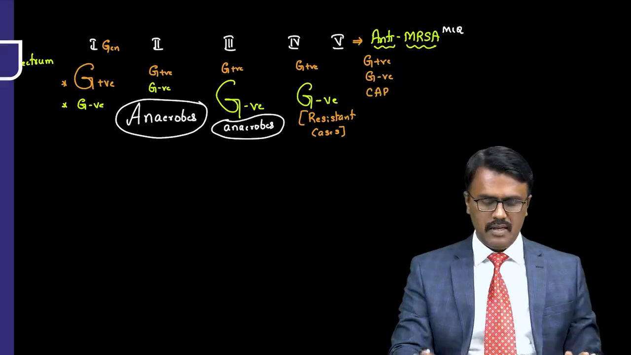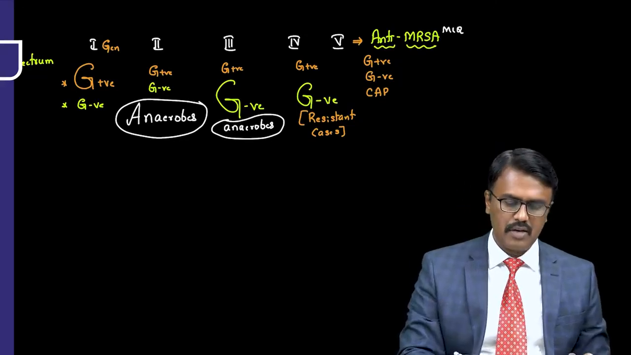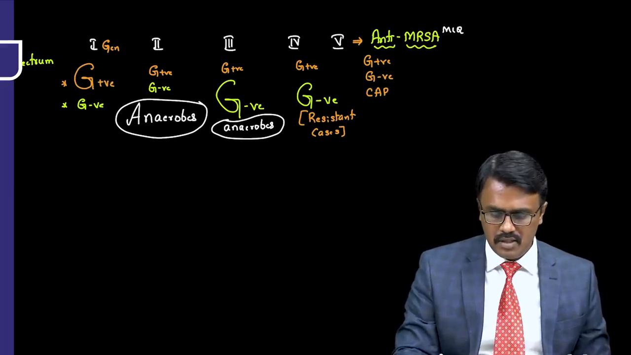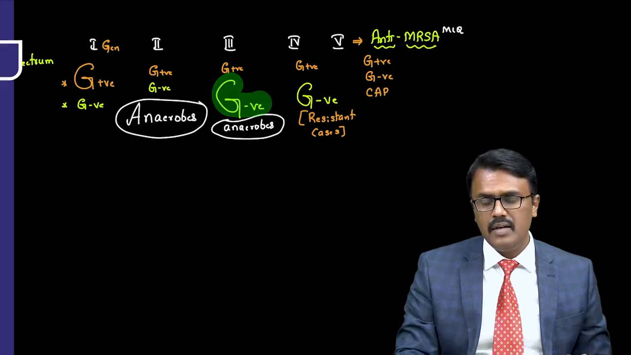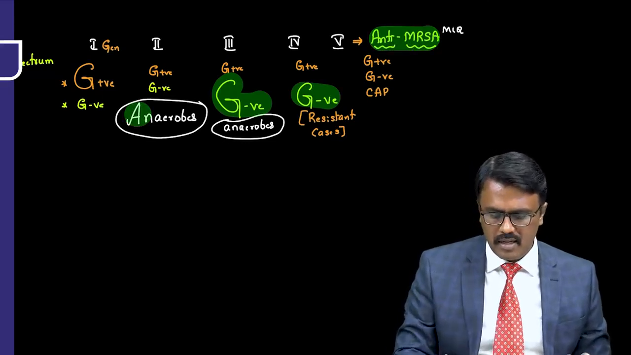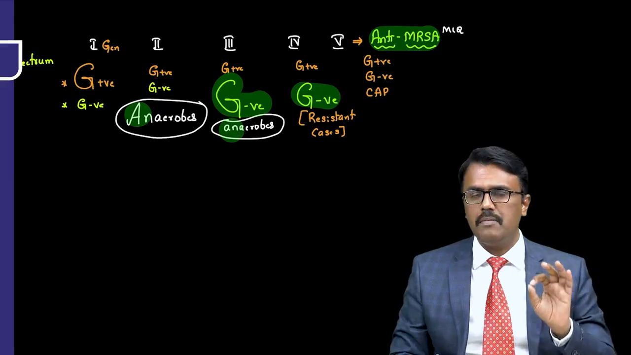What is the spectrum? Remember, the first generation is mainly active on gram positive, second generation on anaerobes, third generation again for gram negative, fourth resistant gram negative infections, fifth MRSA, and second and third generation have activity on anaerobic bacteria. So once we know this, let us understand which bacteria are not going to be effectively killed by cephalosporins.